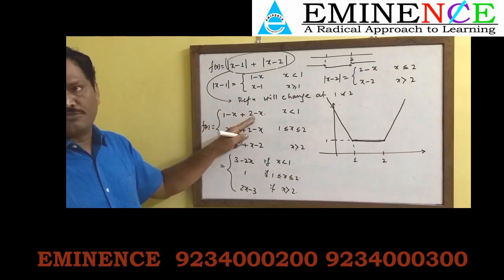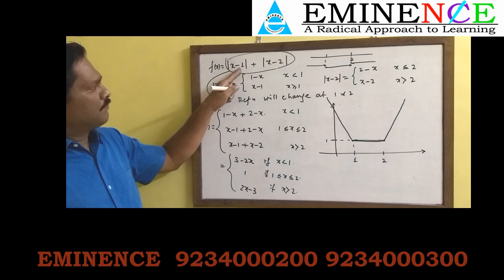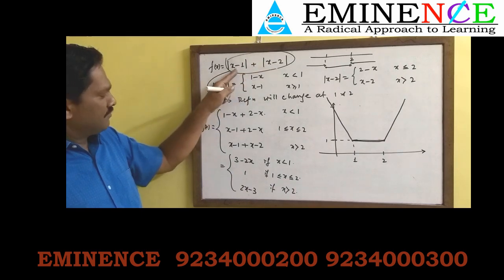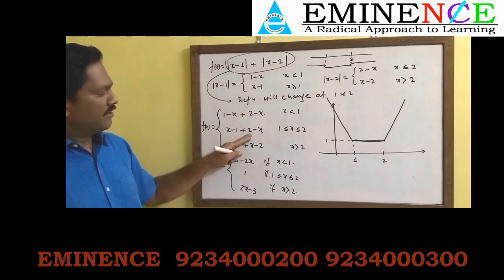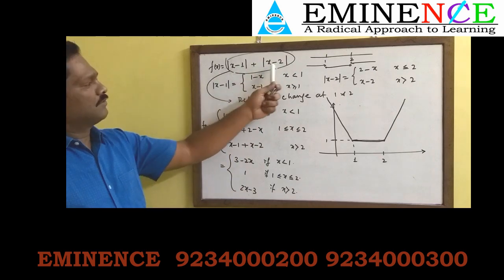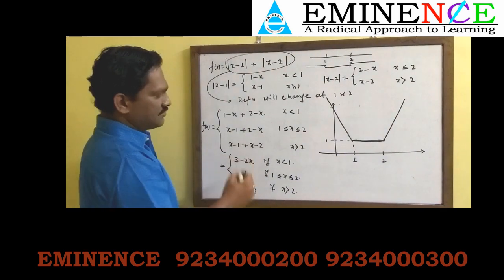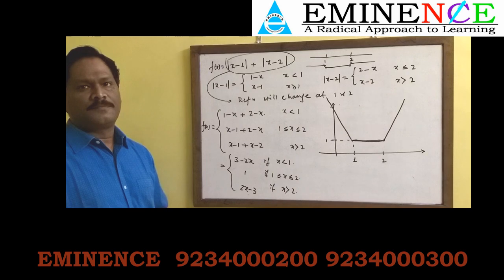1 minus x plus 2 minus x. In between 1 and 2, if I put say 1.5, this is positive but this is negative. So positive means leave it as it is, negative means put a minus and write it. For x greater than 2, if I take 3, 3 minus 1, 3 minus 2, both of them are positive, so you can write them as it is. So we will be using this method in the next problem.